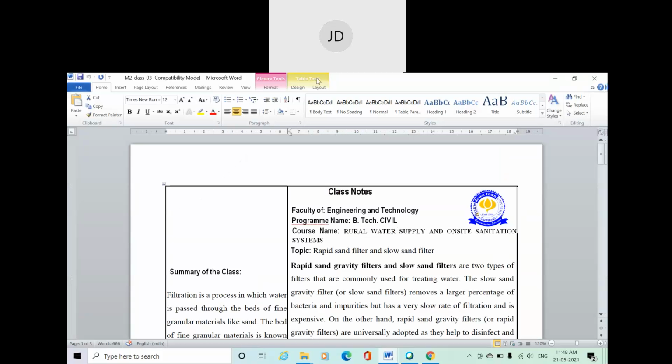Okay, so this is all about today's class, the concept about filters. The gravity filter is already over. If you have any doubt, you can ask me at any time; you can text me. So is there any doubt?